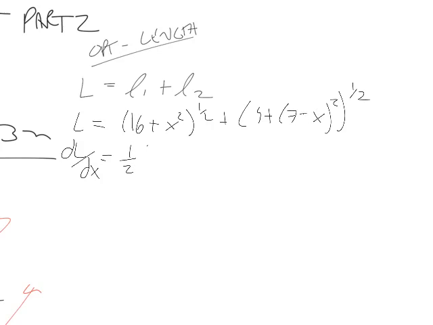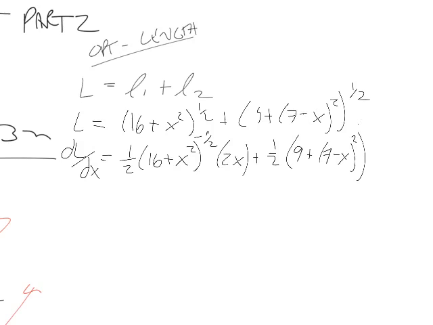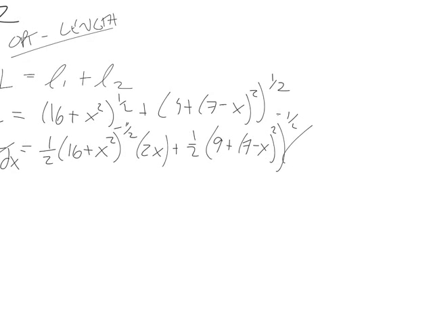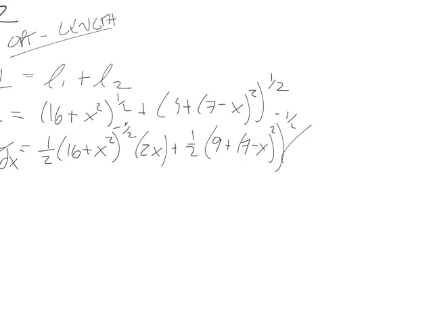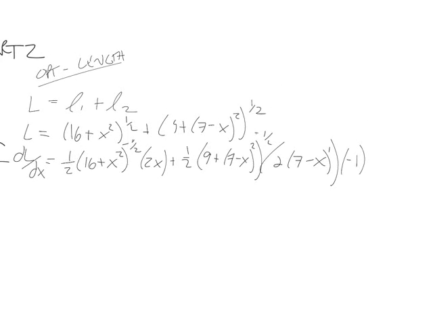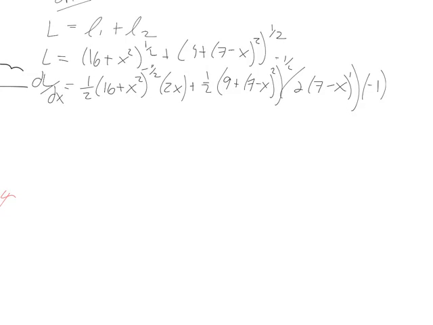So we end up with 1/2 (16 plus x squared) to the negative 1/2, and then the derivative inside using the chain rule is 2x, plus 1/2 (9 plus (7 minus x) squared) to the negative 1/2 as well. Then taking the derivative inside, the 9 goes to 0, 2 times (7 minus x) to the exponent 1 multiplied by the derivative inside, which is negative 1, using our chain rule. So we can clear this up a little bit.